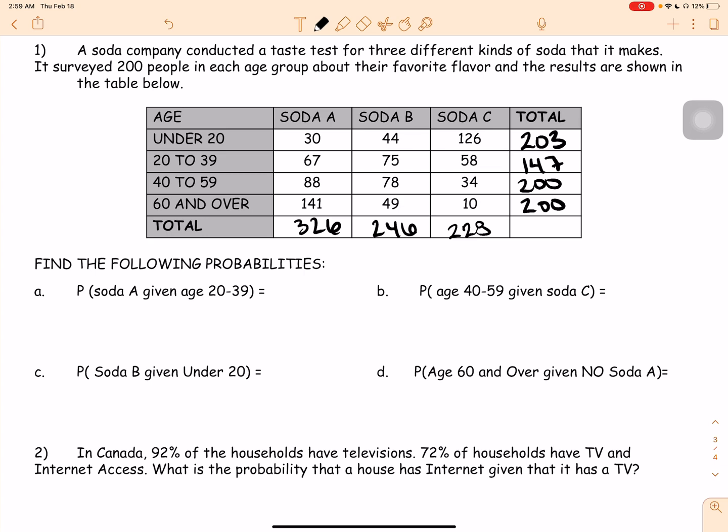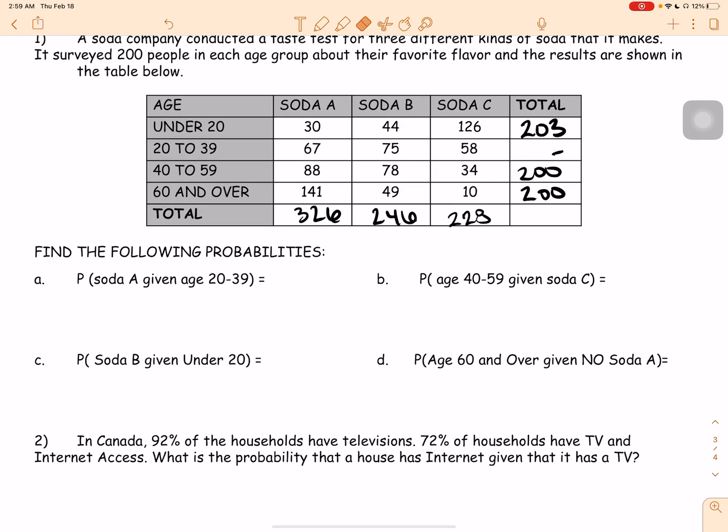Okay. Oh, it says 200 people in each age group. Did I add wrong? So up there I had 67 plus 75 plus 58. Oh, whoopsie. I don't know what went wrong there, but I added wrong there, and I must have added wrong here as well. I'm sorry, guys. Double check all my math. Hopefully I catch it before the end of this video, but we'll see.